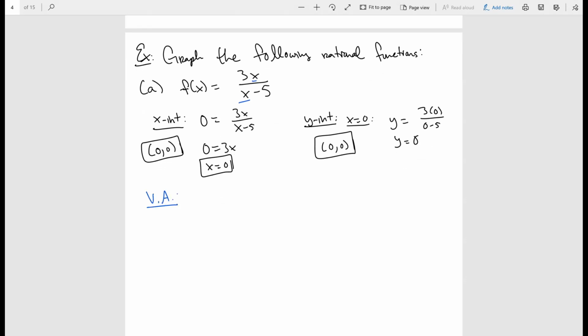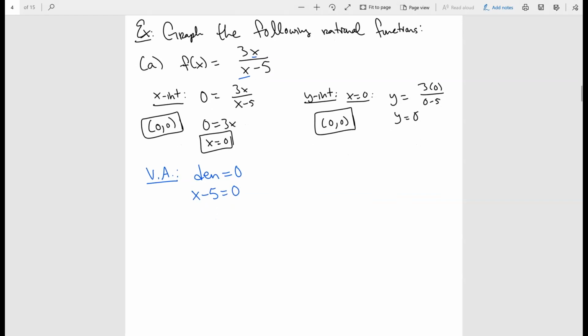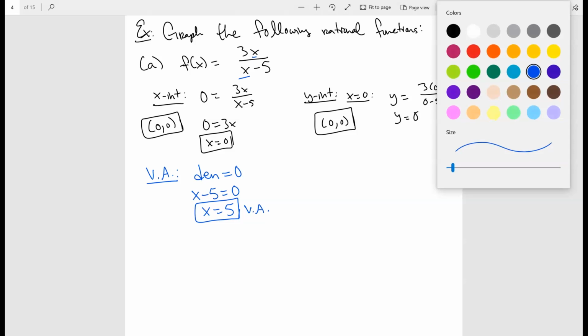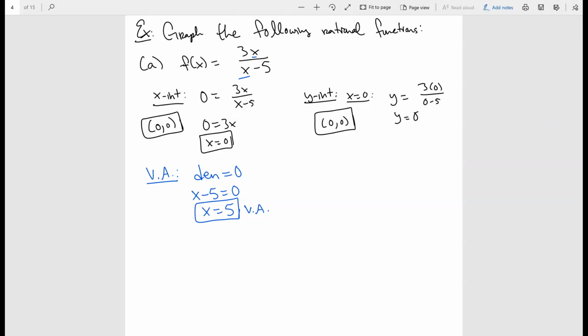So let's find our asymptotes. Remember, the vertical asymptote is found by setting the denominator equal to 0. So you're going to have x minus 5 is equal to 0. So then you're going to get x is equal to 5. So x equals 5 is a vertical asymptote. Okay, now we're going to look for our horizontal asymptote.